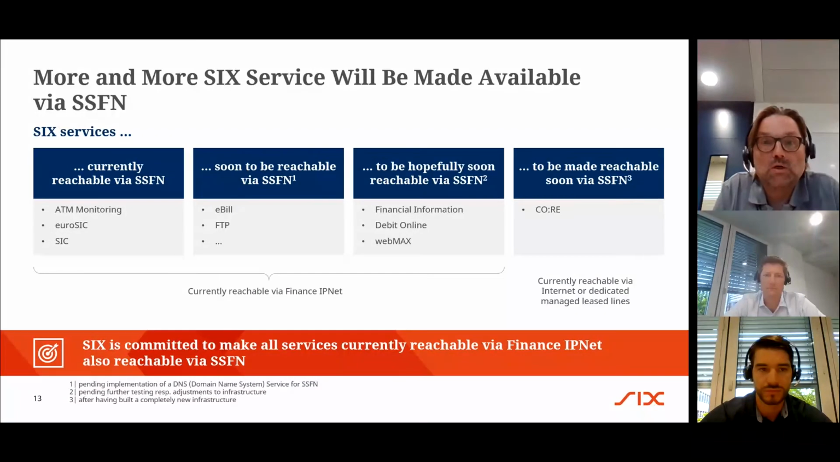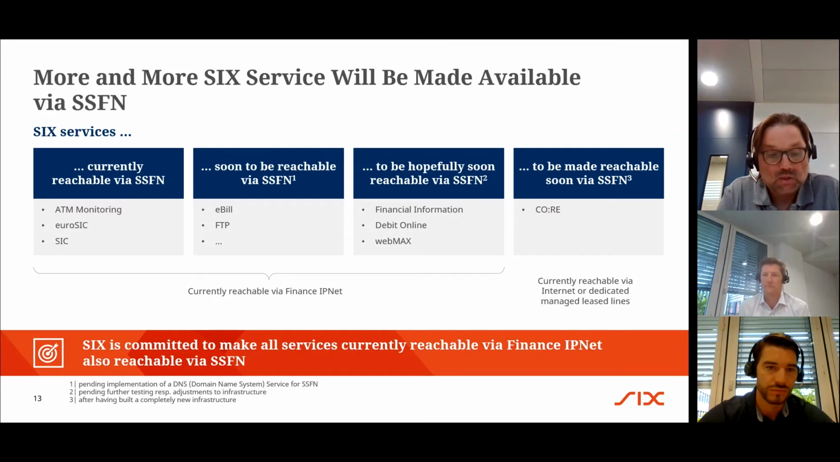In the beginning, I told you what the service fields of SIG are, and I will end with what will be offered via Ssfn. Reachable at the moment are all our ATM monitoring services; EuroSig SIG will come quite soon; our e-bill services, FTP services, and which will come within this year is all financial information services, everything which is about debit online, Webmax, which you require for SECOM services, and the repo business will be available via our core application also within this year.